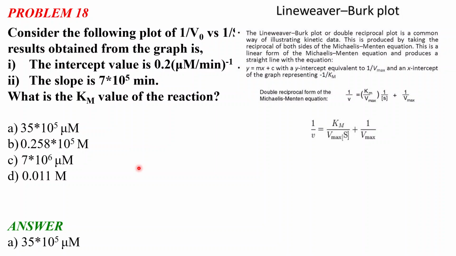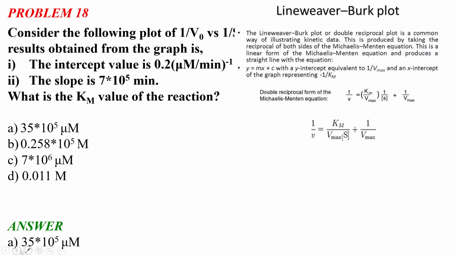So I have already mentioned the Lineweaver-Burk plot or double reciprocal plot is a common way of illustrating kinetic data. This is produced by taking the reciprocal of both sides of the Michaelis-Menten equation, that is a linear form of the Michaelis-Menten equation, and it produces a straight line with the equation y equal to mx plus c. The y-intercept is equivalent to 1 by Vmax and the x-intercept is equal to minus 1 by Km. The double reciprocal form of the Michaelis-Menten equation is this one: 1 by v equal to Km by Vmax into 1 by S plus 1 by Vmax.